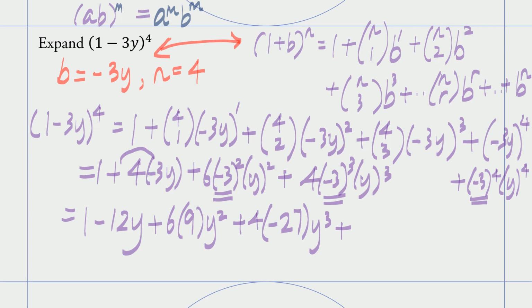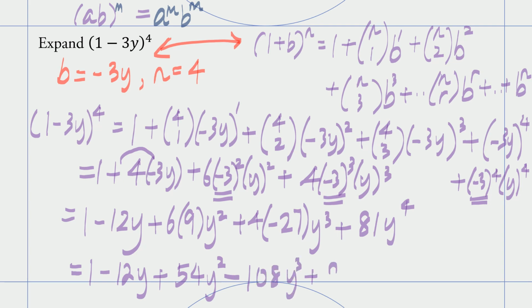This one will be a positive 81. Let's simplify further. So 9 times 6 will be 54. 4 times negative 27 gives you negative 108. Okay, so that will be the expansion for bracket 1 minus 3y close bracket to the power of 4.